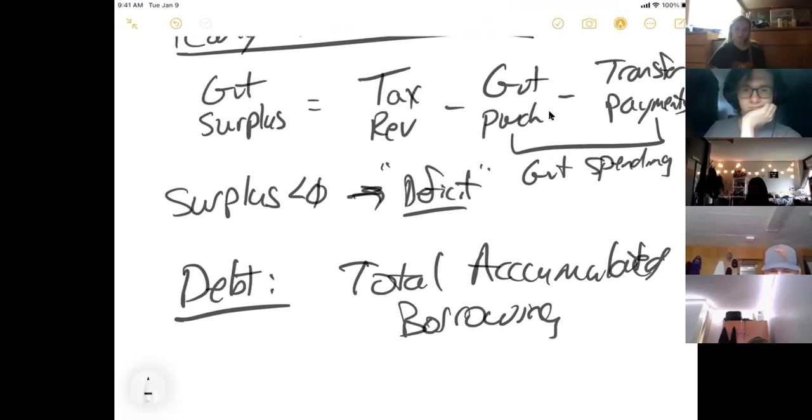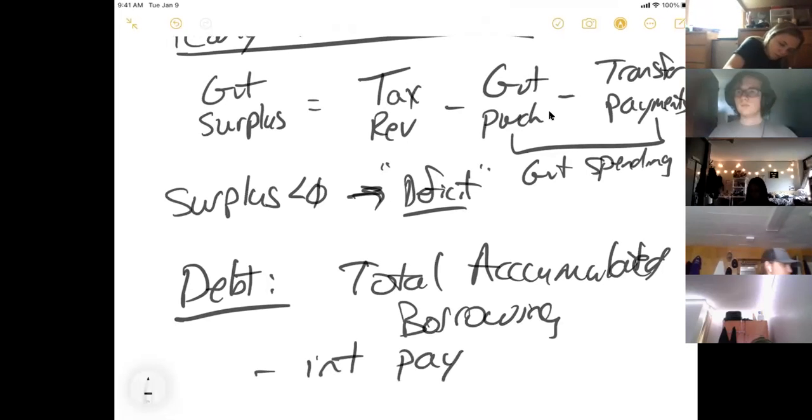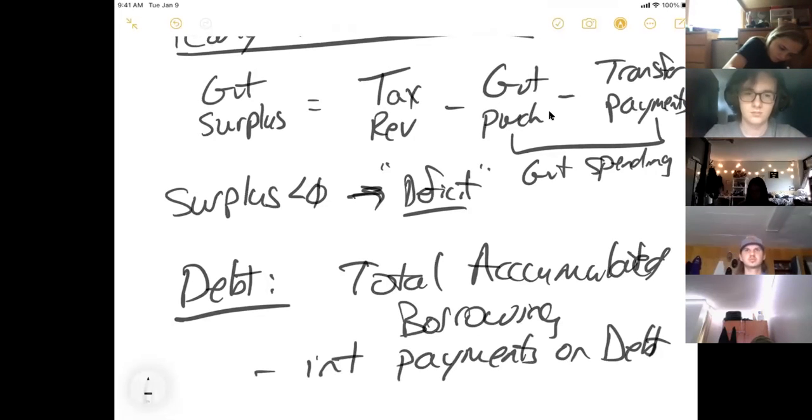All right, so the deficit, which is the yearly borrowing, versus the debt, which is the accumulated borrowing. And this is what we pay interest on. We pay interest on this accumulated debt.